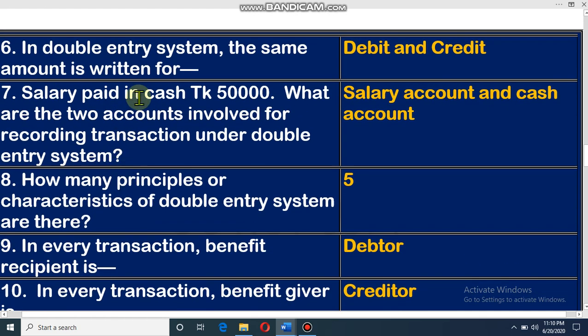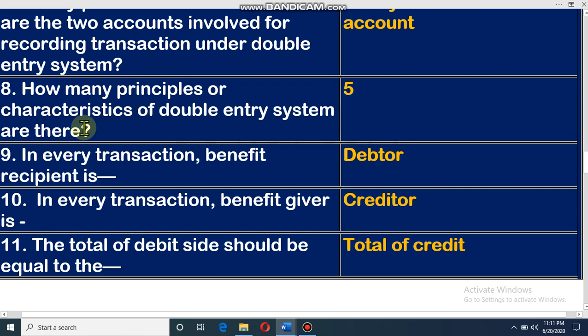Dear student, salary paid in cash, taka 50,000. What are the two accounts involved for recording this transaction under the double entry system? Salary account and cash account. That means if you paid salary, your cash decreases, so one party is the cash account, and as you have given salary, the other is the salary account. Dear student, how many principal characteristics does the double entry system have? It is 5. In your books it is written 5, so the correct answer is 5.